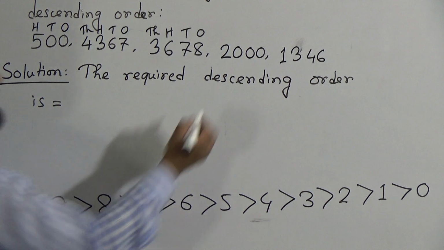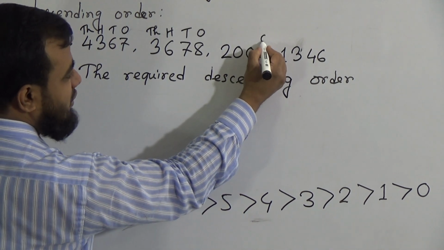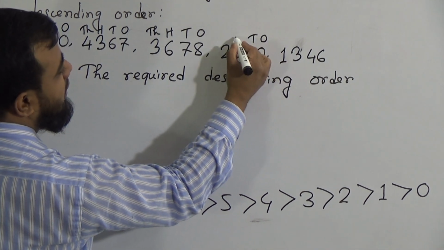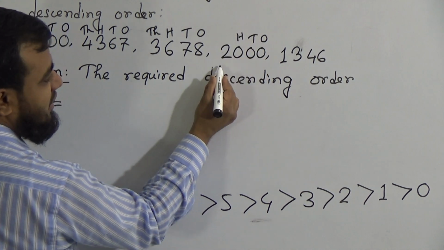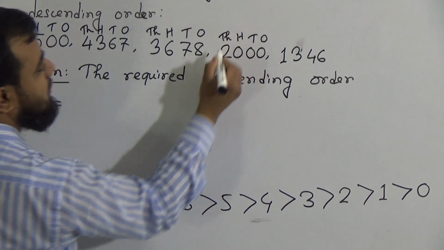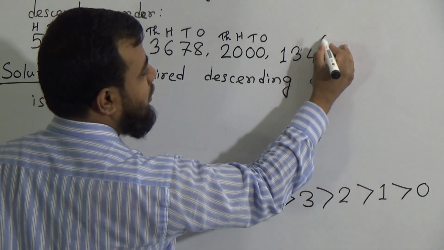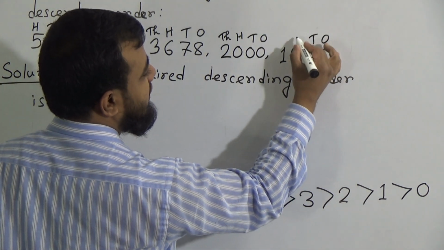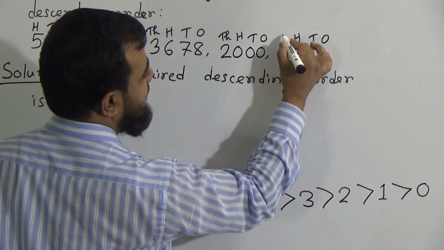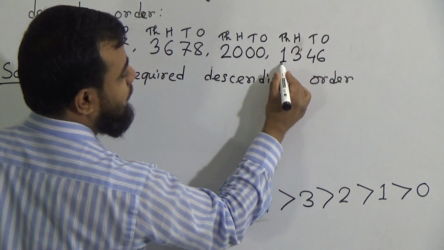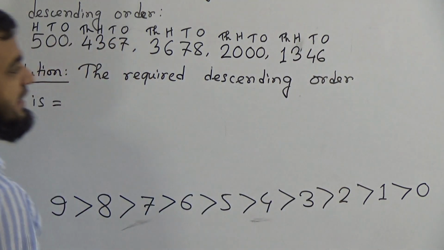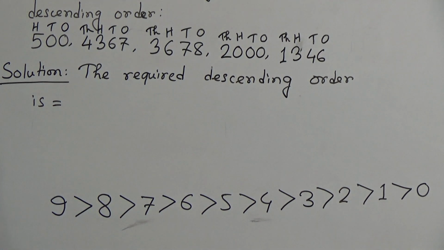And in 3678, 8 is in 1's place, 7 is in 10's place, 6 is in 100's place, and 3 is in 1000's place. In 2000, 0 is in 1's place, 0 is in 10's place, 0 is in 100's place, and 2 is in 1000's place. Now 1346: 6 is in 1's place, 4 is in 10's place, 3 is in 100's place, and 1 is in 1000's place.